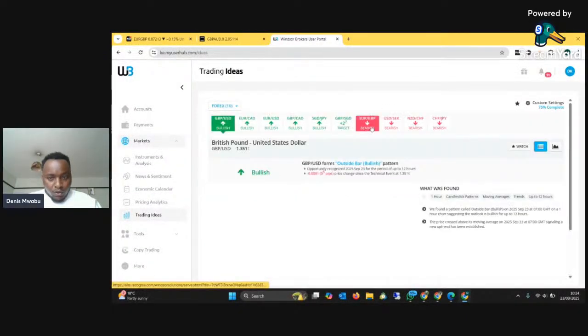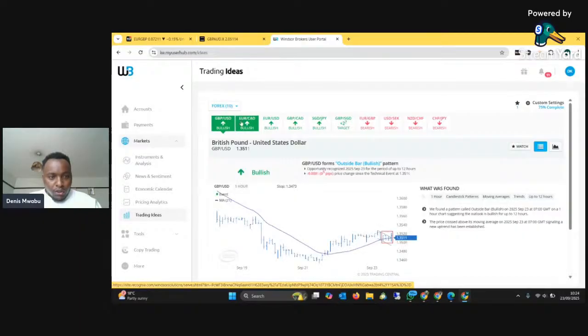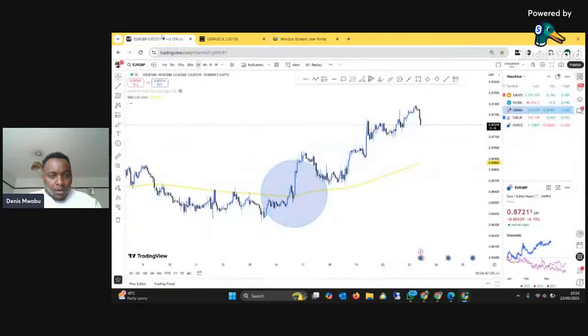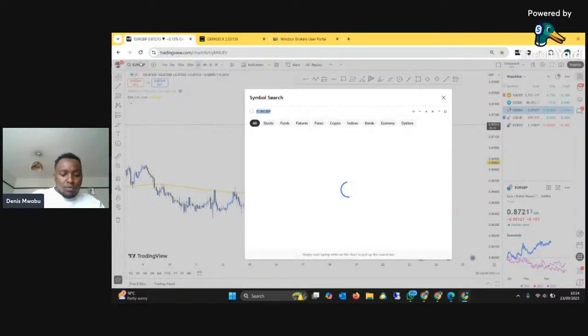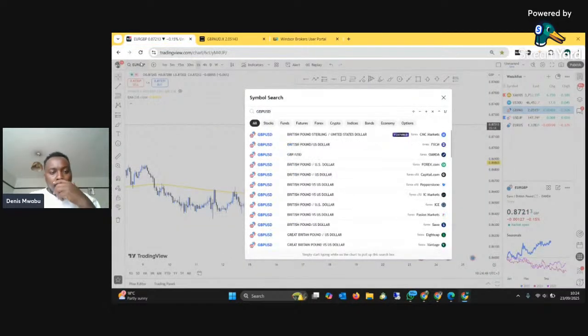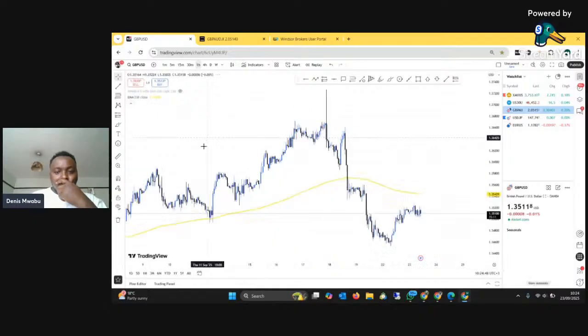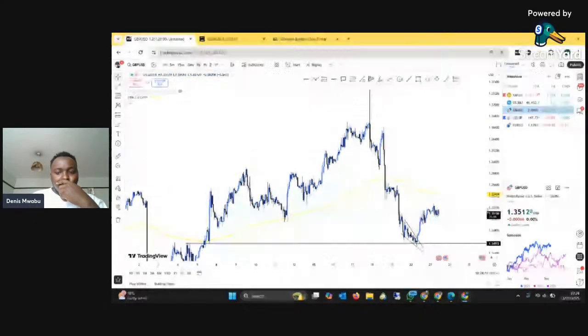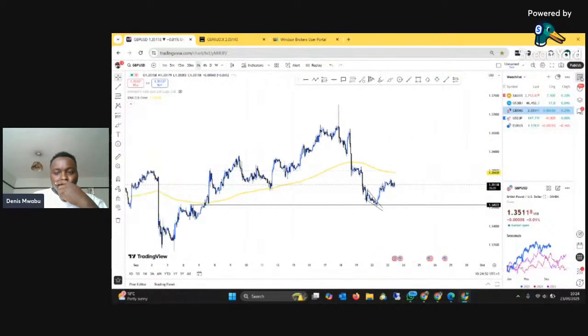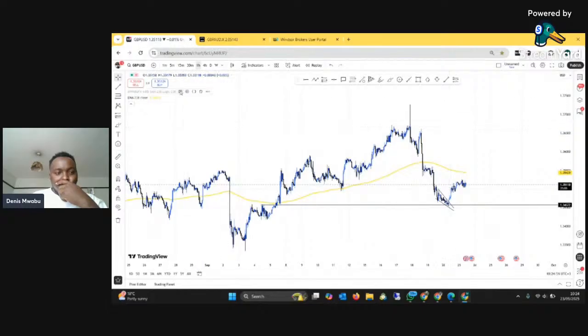Let's see which trade ideas we have. This is GBP USD on the 1 hour time frame. It is a buy. So we take a look at GBP USD on the 1 hour time frame. We are having a buy on the 1 hour time frame.